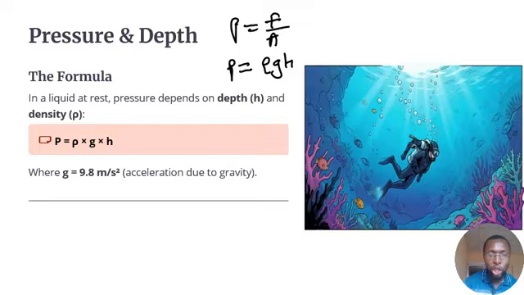Where the g there represents 9.8 meters per second squared, or sometimes it's approximated to 10. So sometimes you can approximate it to be what? 10 meters per second squared. Depending on what you are given. If you are given it as 9.8, you use 9.8. If you are given it as 10, please go ahead and use it as 10.